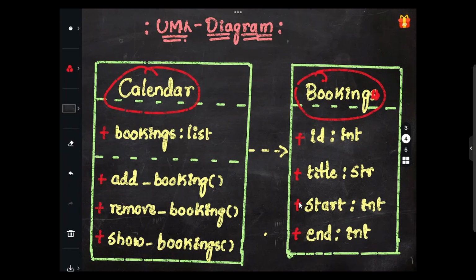So first of all, within the calendar class, we'll be going with the parameter bookings, which is of type list, and three methods: add booking, remove booking, as well as show booking. Under the booking class, we will be going with the ID parameter, which is of type int, title, which is of type string, start, which is of type int, end, which is of type int, and booking is directly related to the calendar class. Just pause the video and have a look into it.